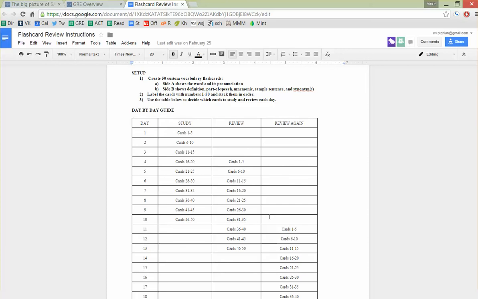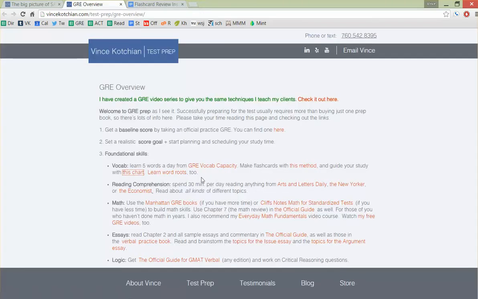So you don't really need to study everything every day. Space it out, double the time every time. This chart will keep you organized. So you also want to look up word roots. I have a link to a page that'll teach you those.